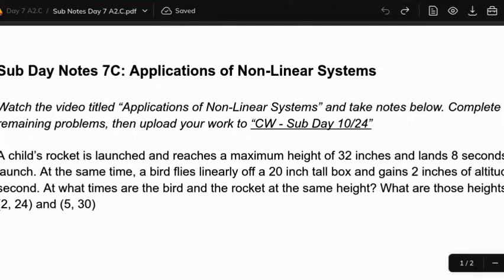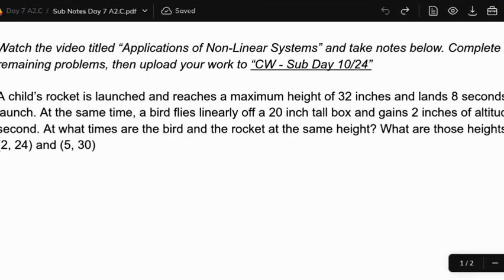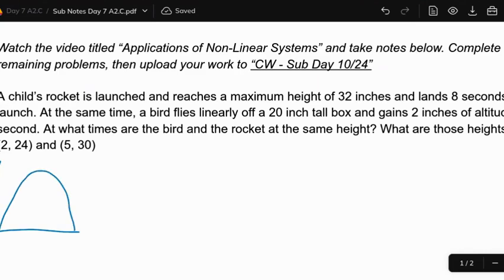In this video, we're going to look at the notes for applications of nonlinear systems. A child's rocket is launched and reaches a maximum height of 32 inches and lands 8 seconds after the launch. It's a safe assumption for these problems, since we're talking about nonlinear systems and we've only covered quadratic, that the rocket will be shooting in a quadratic pattern when we're talking about the height and the time.